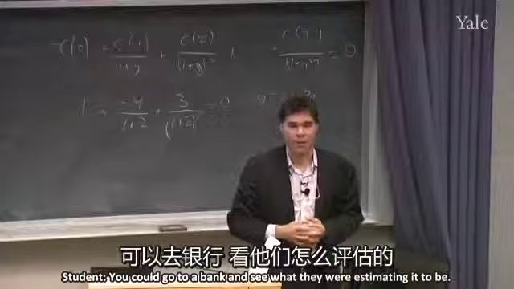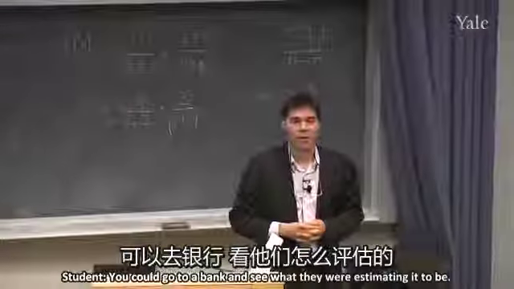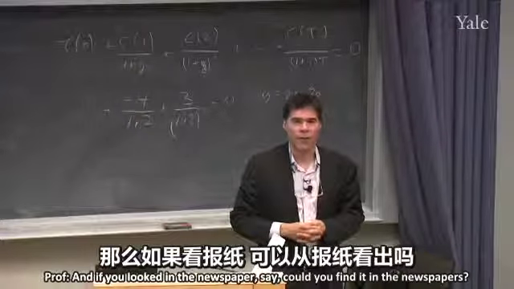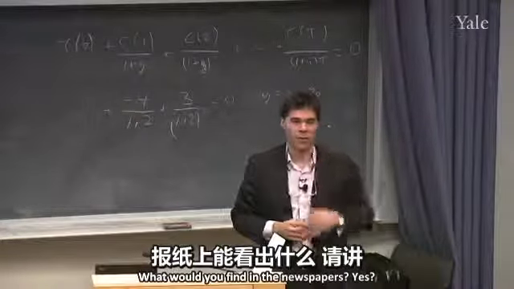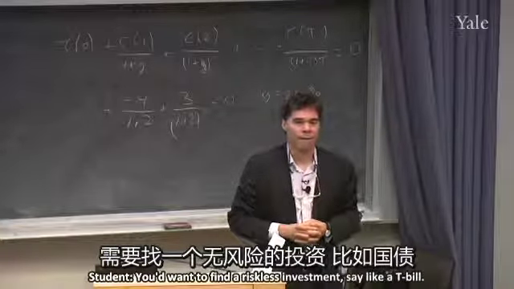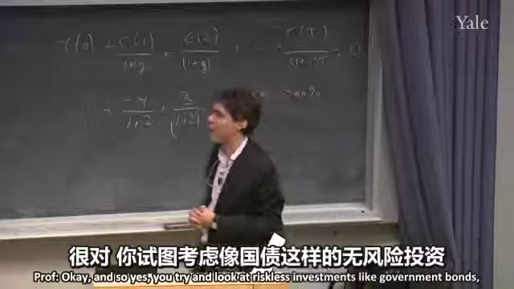You could go to a bank and see what they were estimating interest would be. And if you looked in the newspaper, could you find it in the newspapers? What would you find in the newspapers? You'd want to find a riskless investment, like a T-bill.